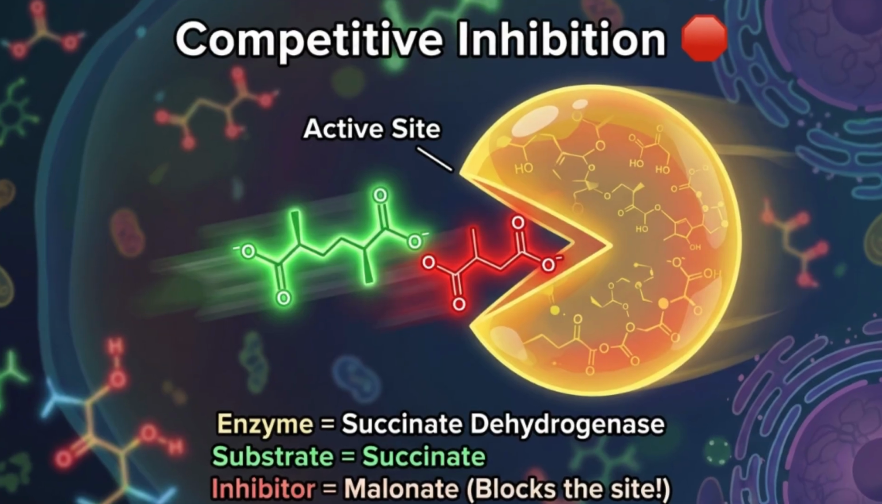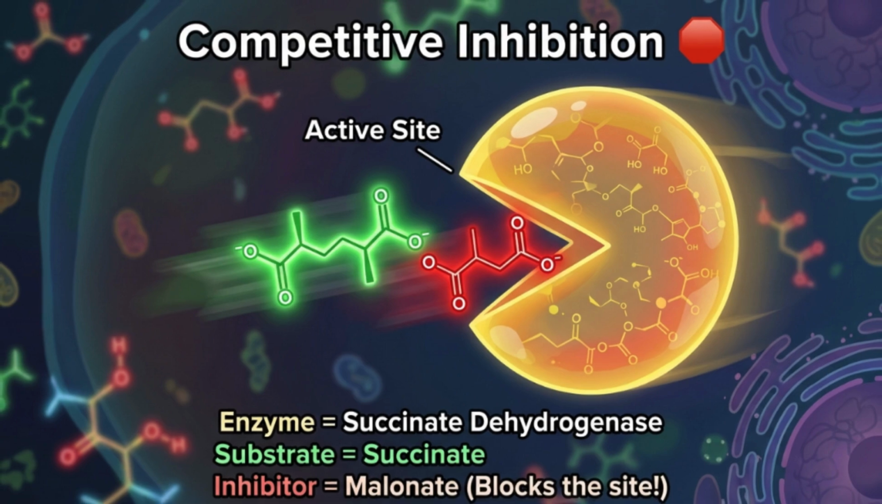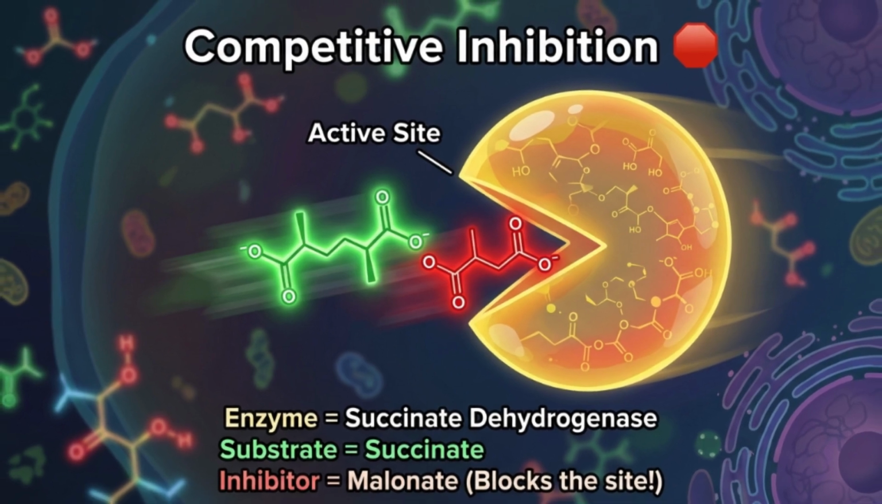Let's talk enzymes. The classic NTA favorite is competitive inhibition. You need to memorize this exact textbook example. Malonate is a competitive inhibitor of the enzyme succinate dehydrogenase. Why? Because malonate closely resembles the actual substrate, succinate, in structure. It sits in the active site and blocks the reaction.